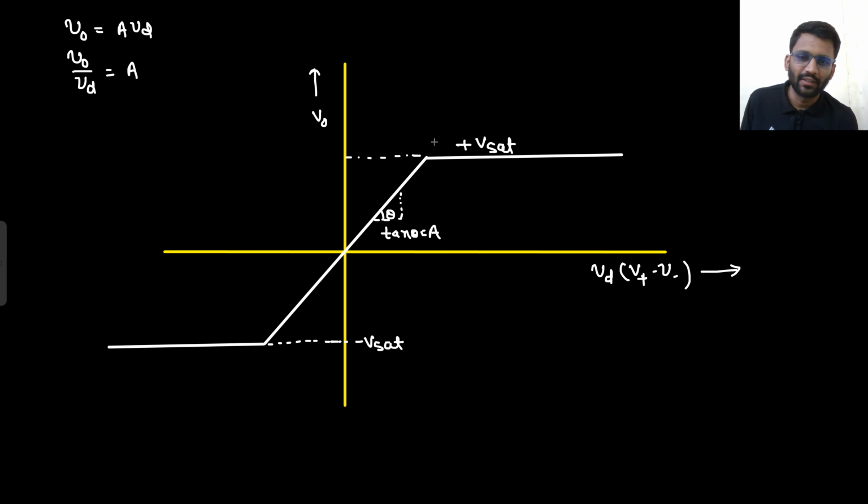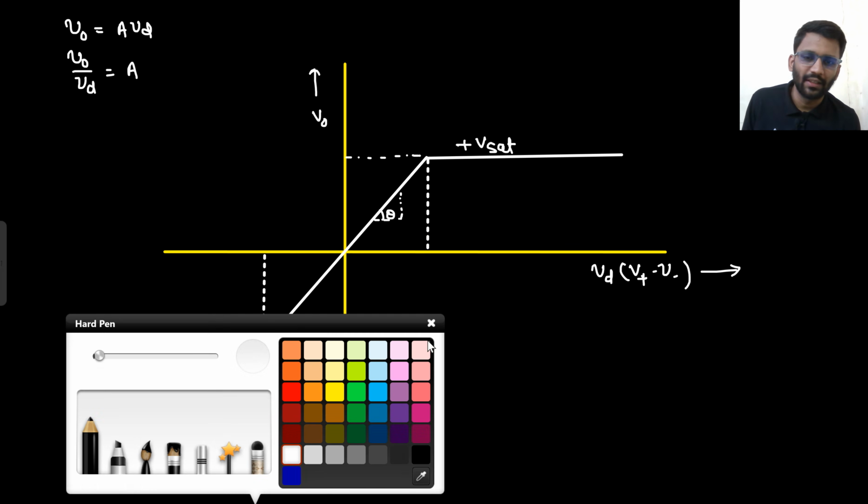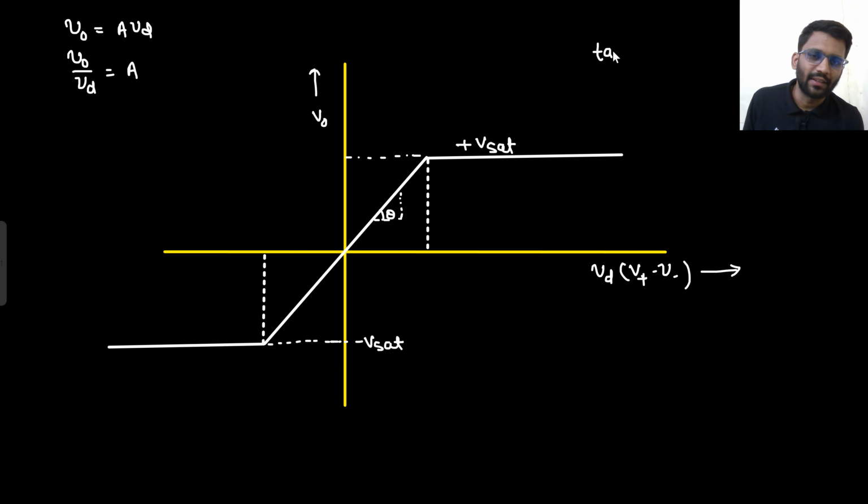And at what voltage it will be happening? What will be that voltage? What will be this voltage? So now let's just remove it. This angle was theta, so basically your tan theta is A only. So the slope shows the gain. What will be this potential? Tell me, what will be this potential?